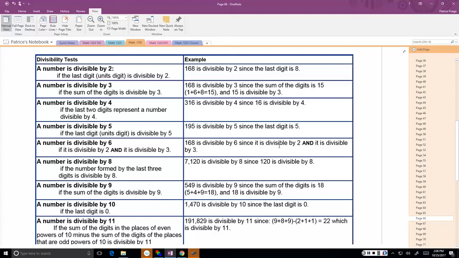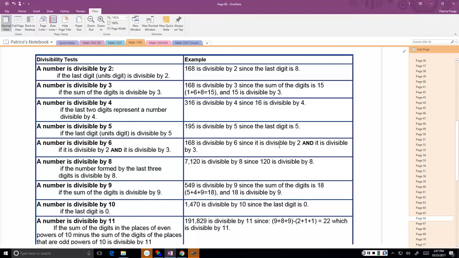A number is divisible by 9 if the sum of the digits is divisible by 9. So back up here, 168, is that divisible by 9? No, because 15 is not divisible by 9. But 549, 5 plus 4 plus 9 is 18. That's divisible by 9. So 549 is also divisible by 9. Okay? So same rule for 3 and 9. Then our rule for 4 is kind of similar to 2. For 2, the last digit had to be divisible by 2. It had to be even. For 4, the last 2 digits have to be divisible by 4. So 316 is divisible by 4 because 16 is divisible by 4.